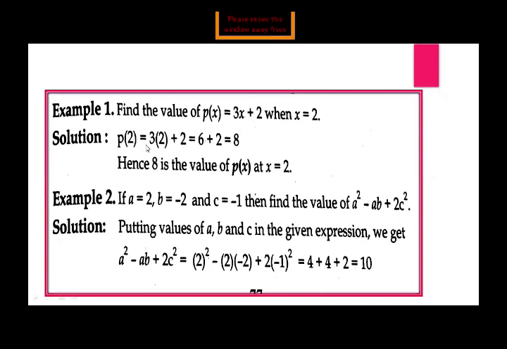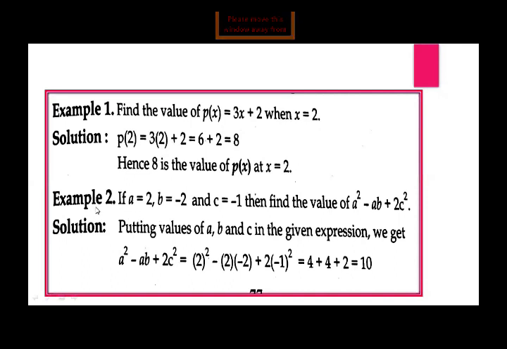So we write p of x equal to 3 into 2 plus 2 is equal to. Here we observe that 3 and 2 are given in multiplication. So for the solution, we follow the BODMAS rule, and according to the BODMAS rule, in this expression we find that multiplication is given first, so we will solve that one. When we multiply 3 and 2, the answer is 6. Plus 2 will be the same, and then according to BODMAS we follow the addition, so we add 6 plus 2, getting answer 8. Hence 8 is the value of p of x at x equal to 2.